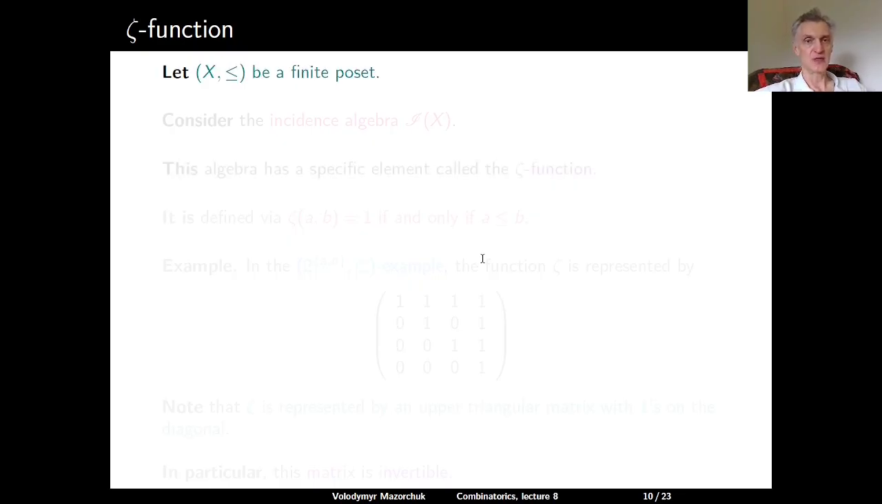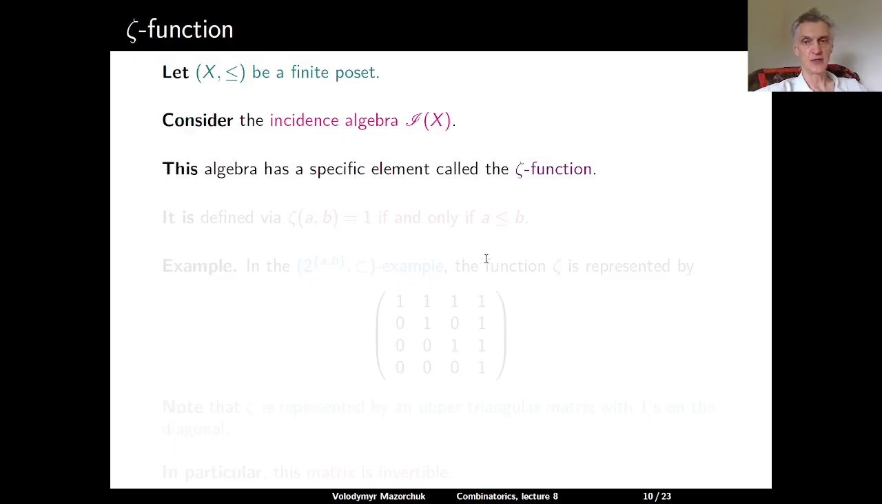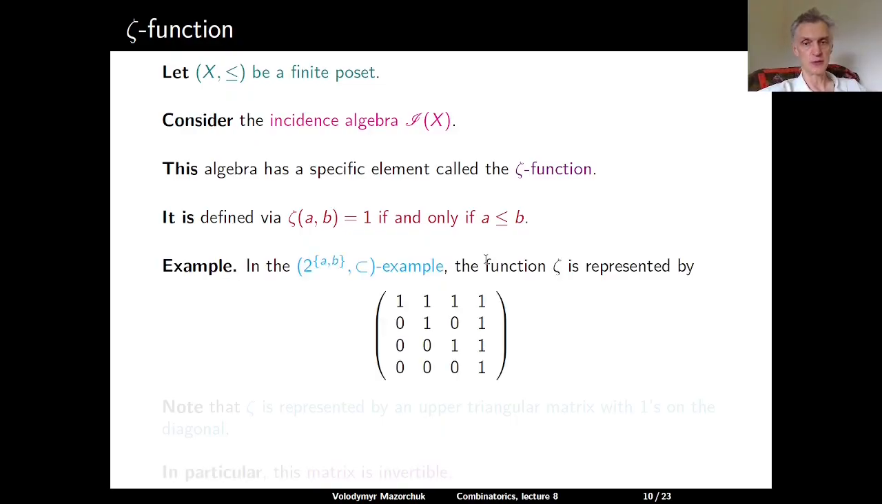Now we can talk about the so-called zeta function of a poset. So let's assume that x is a finite poset and consider its incidence algebra. This algebra has a specific element which is called the zeta function, and it is defined as follows. The value of zeta at any pair A, B such that A is less than or equal to B is equal to 1. So in our previous example of the Boolean of a two-element set with respect to inclusions, the zeta function is represented by this matrix. So it has value 1 at all places where the non-zero value is allowed.